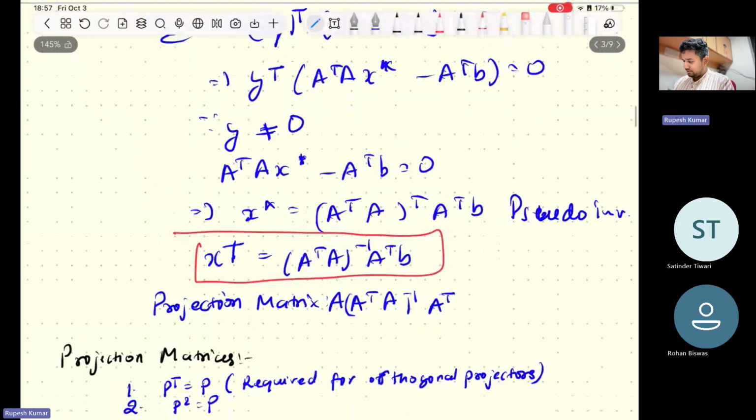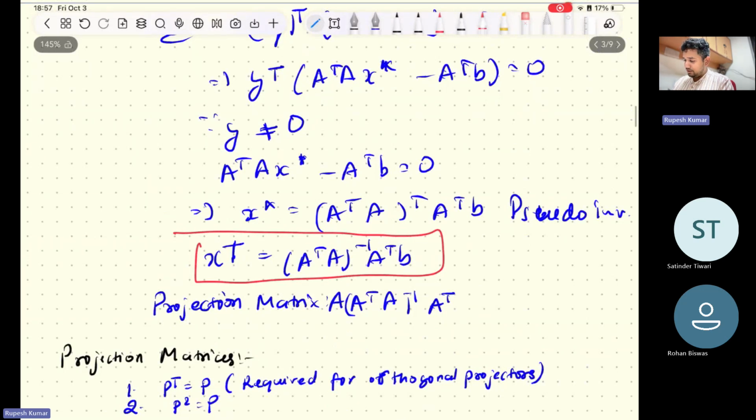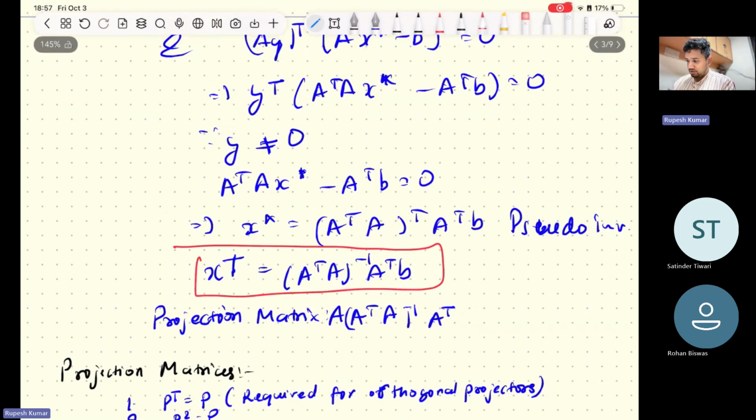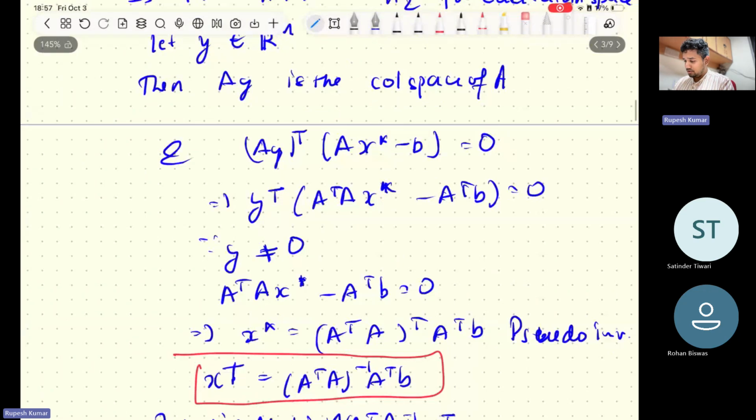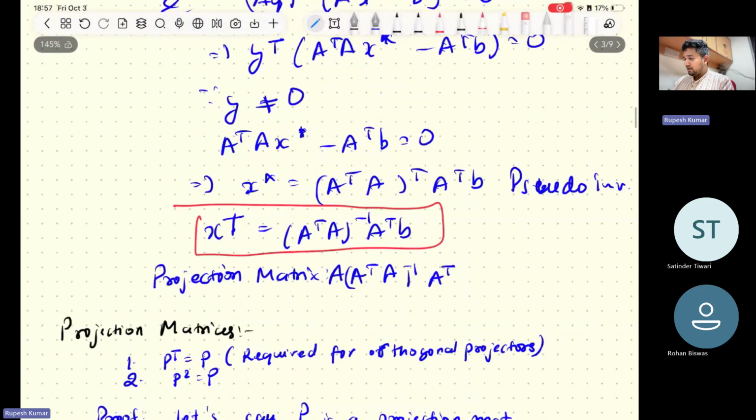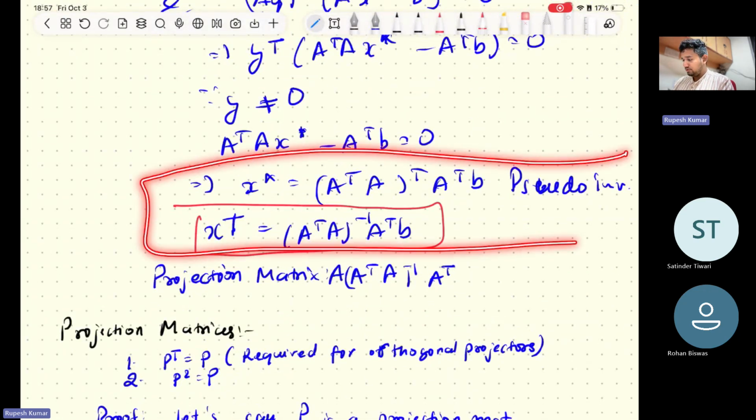From there you can always figure out what the solution for x star should look like, and this will give you the equation of the pseudo inverse. Is this clear, everyone? Yes, clearly.